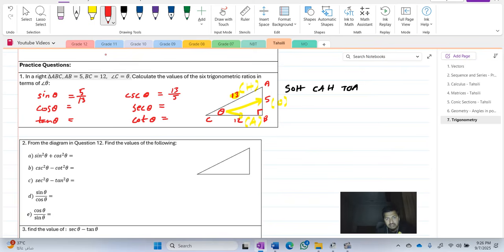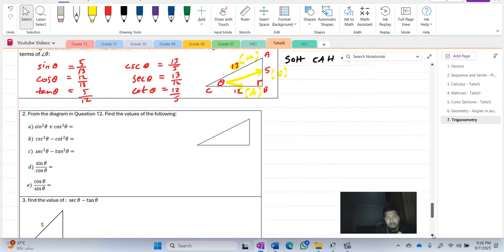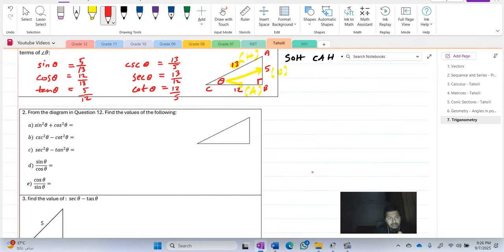What is cos? 12 over 13. And what is sec? 13 over 12. What is tan theta? 5 over 12. And what is cot theta? 12 over 5. Adjacent over opposite. Remember this SOHCAHTOA. That will give us all our 6 trigonometric ratios. Now moving on from the diagram in question 1. So that's the first question that we have done.